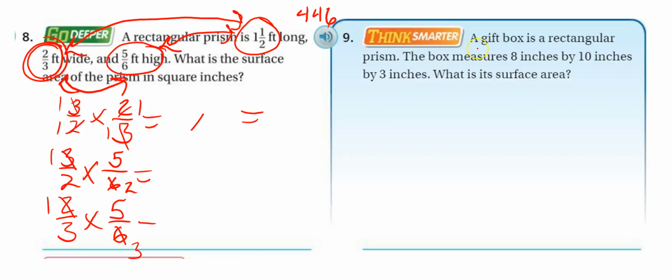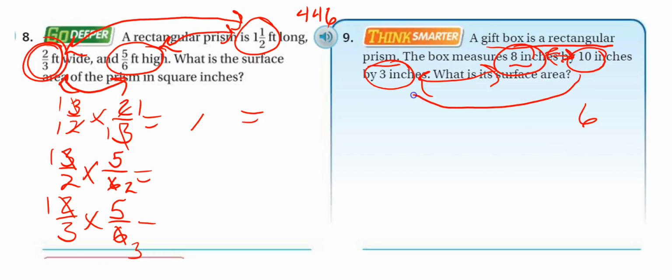Okay, number 9. A gift box is a rectangular prism, so I know it's got 6 sides. It's 8 by 10 by 3. So I need to do the 8 times the 10. I need to do the 8 times the 3. And I need to do the 10 times the 3. And then multiply each one of those by 2.